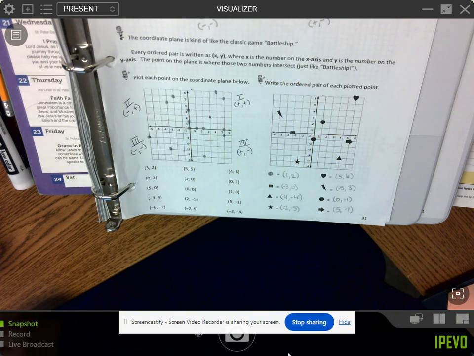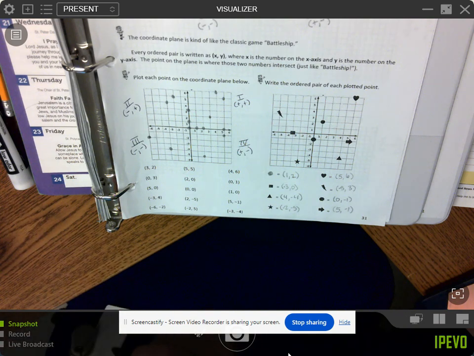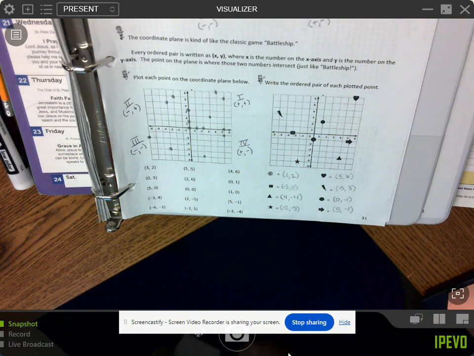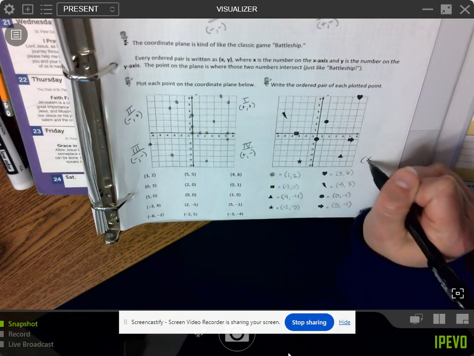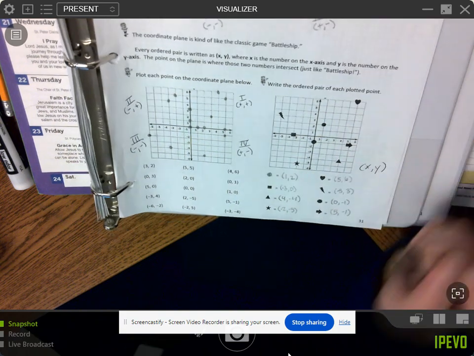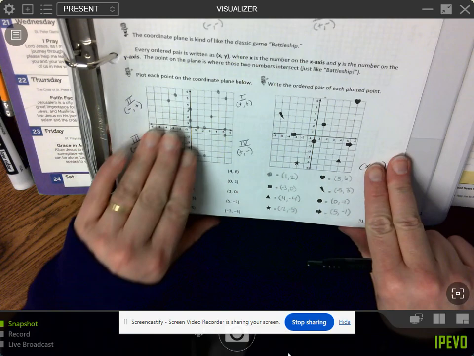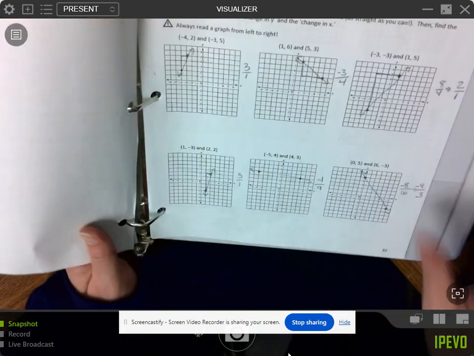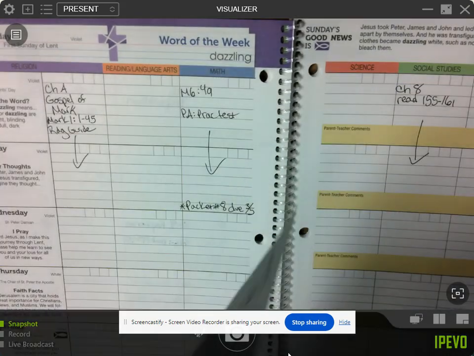Amanda, did you have a question? Okay. So if you put the y first, it will be wrong on the test. We always have to have x, then y. Just like the alphabet, it goes x, y. Right? So now we have CO48, finding the slope.